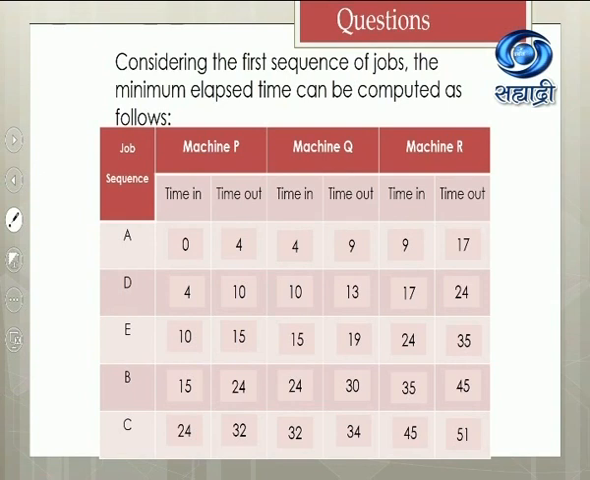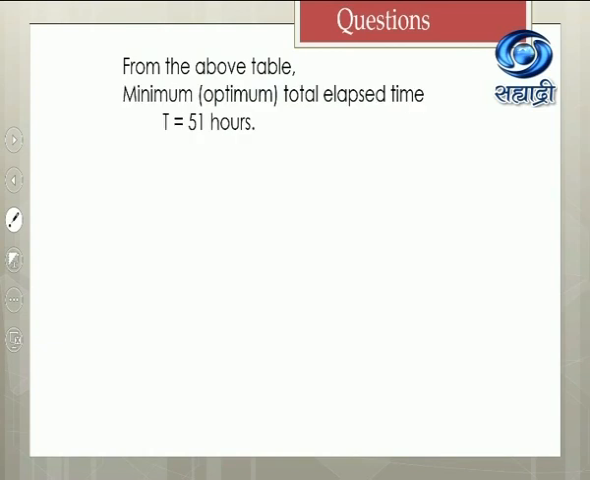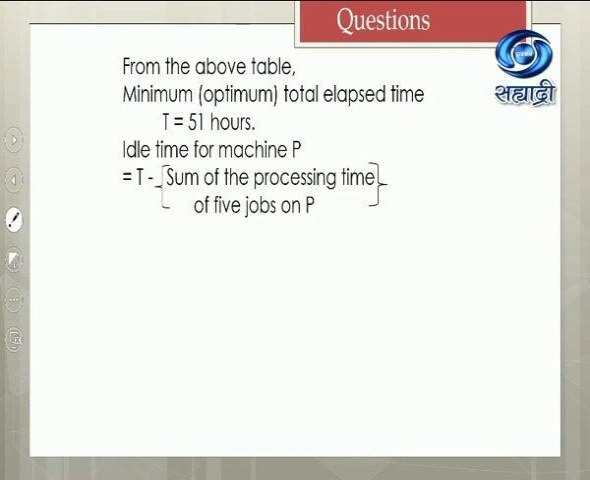Once this table is ready, now we can find the idle times for P, Q and R. So from the above table, the minimum, optimum or total elapsed time is 51 hours. Idle time for machine P is T minus sum of processing time of 5 jobs on P. So you get 51 minus 32 is equal to 19 hours.